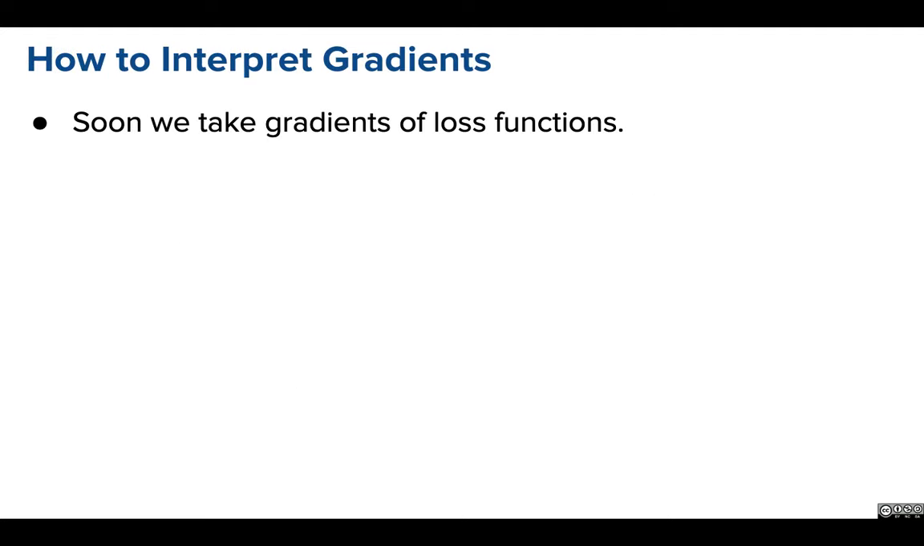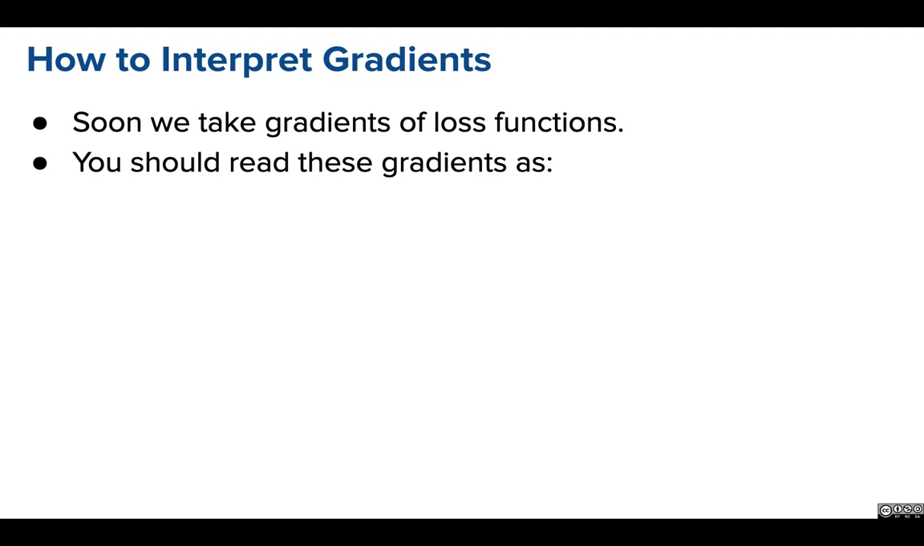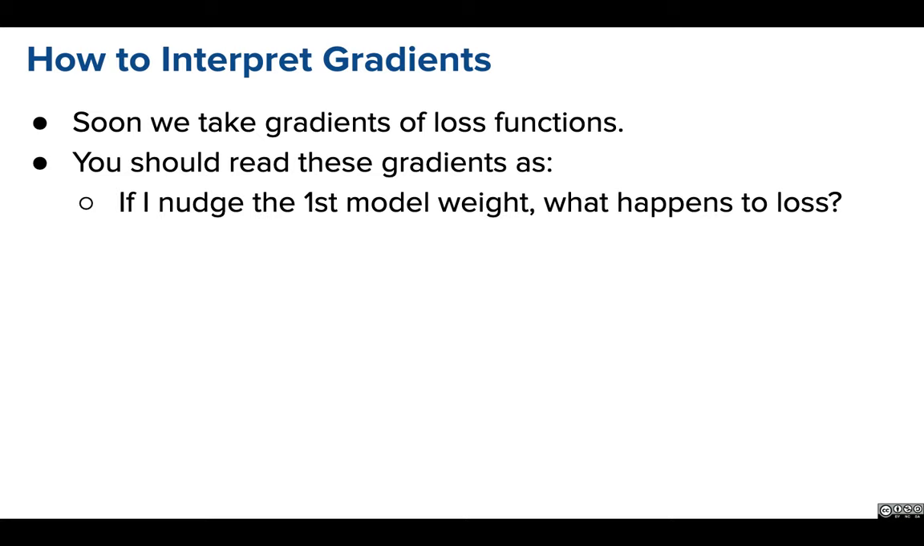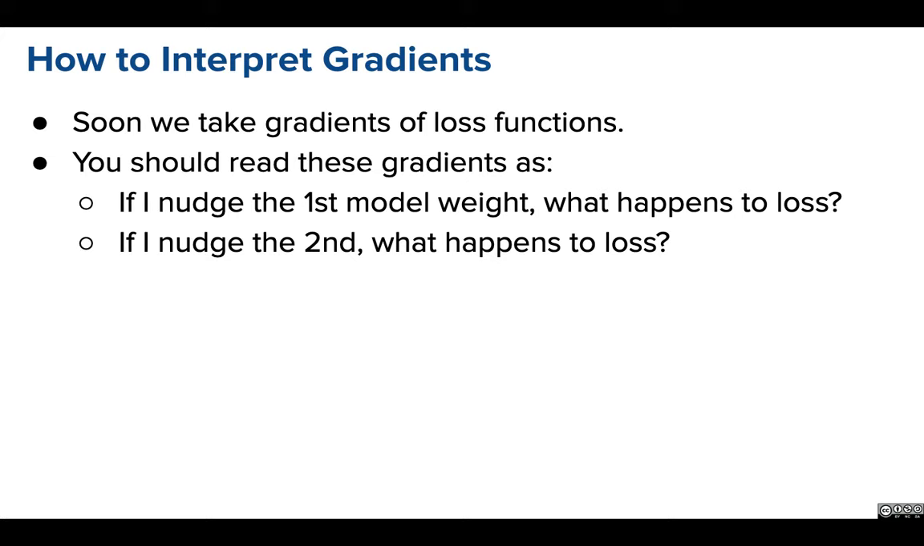So we're going to be taking gradients of loss functions for the rest of today's lecture. And again, we interpret the slope of a function as saying, if I nudge x to the left or right, how will my function change? And you can also make an analogous interpretation for gradients. You can interpret the gradient of a loss function as saying, if I nudge the first model weight, what happens to my loss? If I nudge a second model weight, what happens to my loss? So on and so forth. So the gradient is a vector that tells you how nudging each model weight changes the loss.